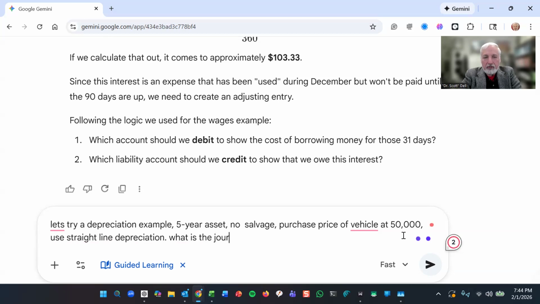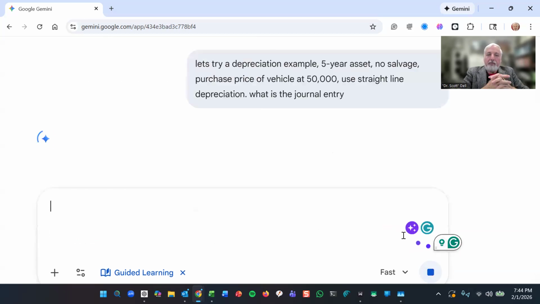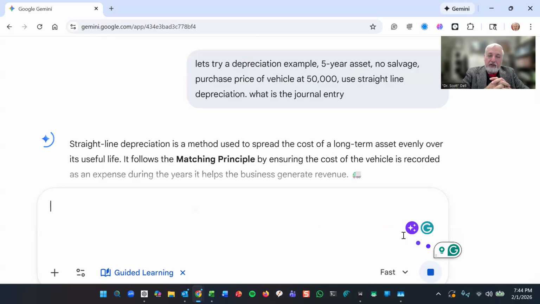What is the journal entry? In study and learn mode, it doesn't tell you. That's one of the nice things about study and learn in ChatGPT and the learn mode here. It's not going to give you a straight answer. It's going to help process with you.